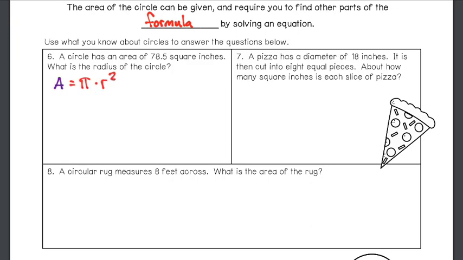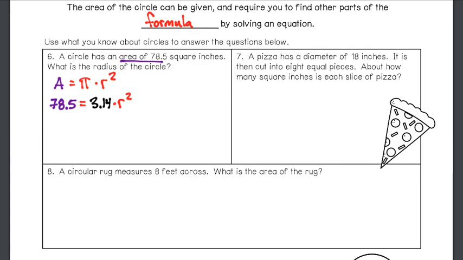The very first thing is, with that formula there, I notice that it says a circle has an area of 78.5 square inches, and we want to find the radius. So I put in what I know, which is that the area already is 78.5, so I can replace this variable area with 78.5. I can then write 3.14 for pi, and then it would just be times radius squared.